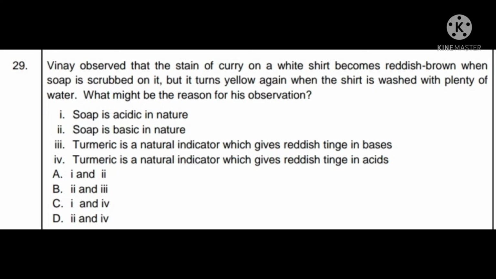Question number 29. Vinay observed that the stain of curry on a white shirt becomes reddish brown when soap is scrubbed on it, but it turns yellow again when the shirt is washed with plenty of water. What might be the reason for his observation? Here the correct option is option B, 2 and 3. That is, soap is basic in nature. Turmeric is a natural indicator which gives a reddish tinge with bases.